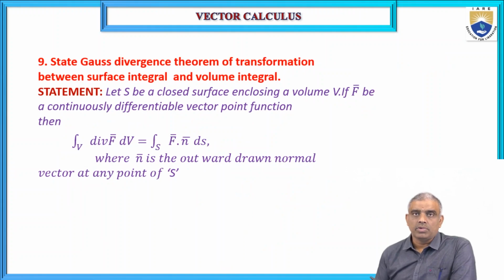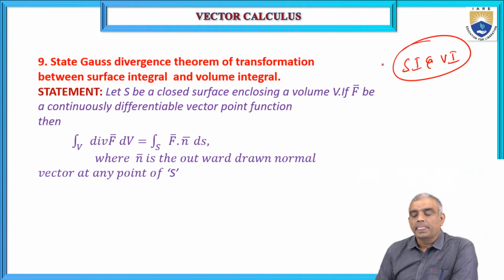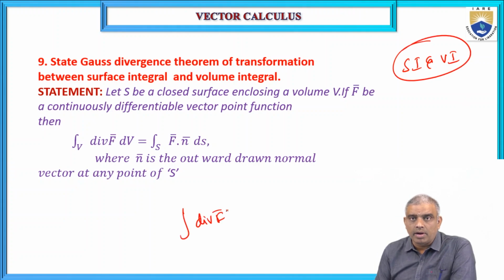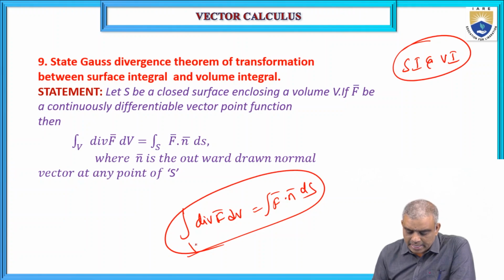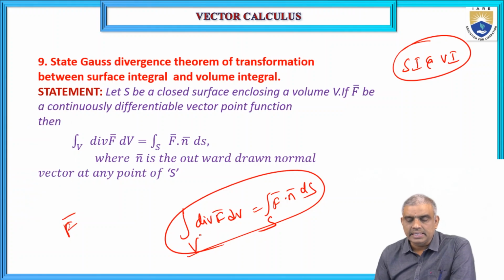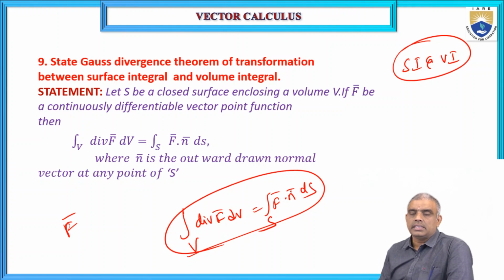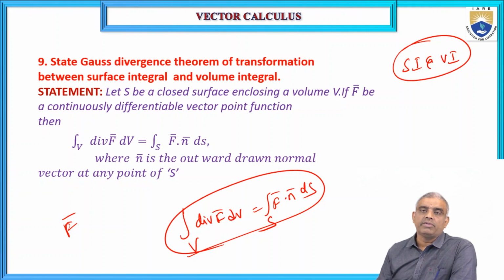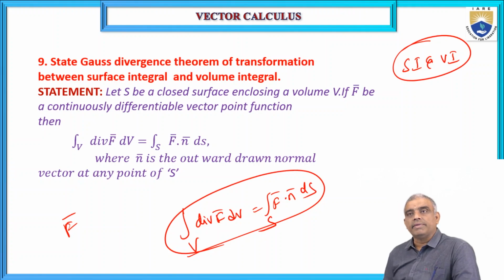Similarly, Gauss divergence theorem is the relation between surface integral and volume integral. So what is the formula? Integral div f bar dv is equal to integral f bar dot n bar into ds. This is the relation between the volume integral and surface integral, where f bar is the vector point function defined on the region S, and V is the region bounded by the surface S, and n bar is the unit outward normal vector. Then the relation is integral over V of div f bar dv equal to integral f bar dot n bar into ds. That is the Gauss divergence theorem.